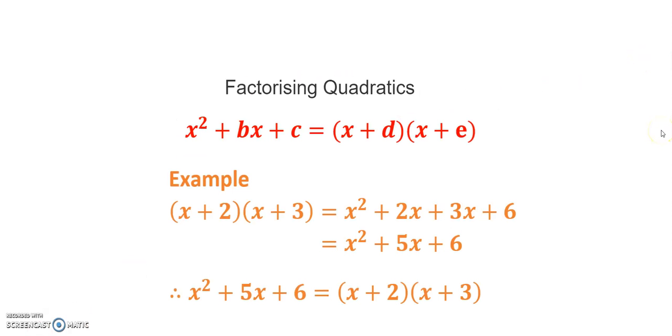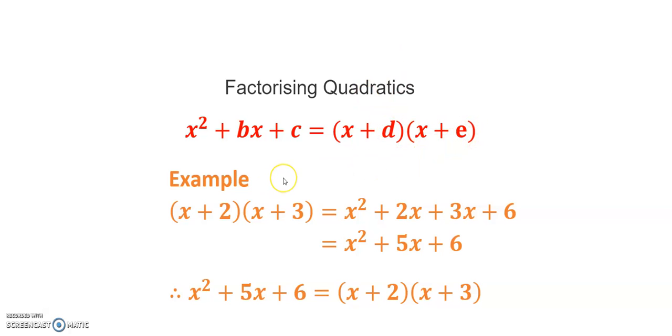Now, when we have quadratics, what we like to do is factorize them. Factorizing them is essentially taking our standard form of ax squared plus bx plus c and turning them into brackets of open bracket x plus some integer, close bracket, and then open bracket x plus some integer. Here we've got x plus d, x plus e.